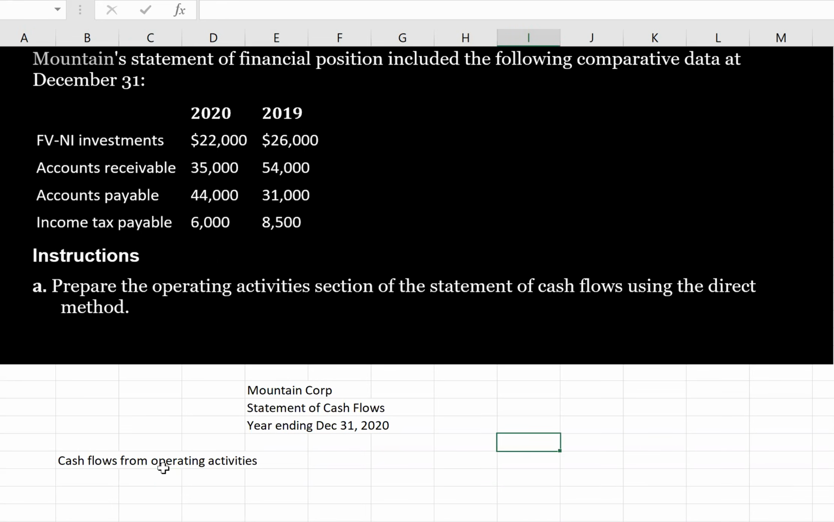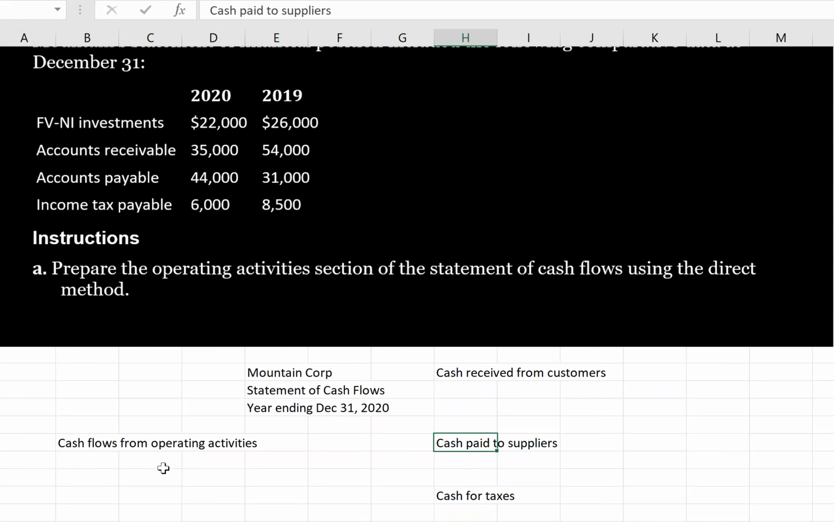We're going to need to know cash received from customers. We're going to need to know cash paid to suppliers. And we're going to need to know cash paid for taxes. Those are our three common headings, and we can have other ones under the direct method as well. But these are the most common ones. So we definitely know we need cash received from customers.